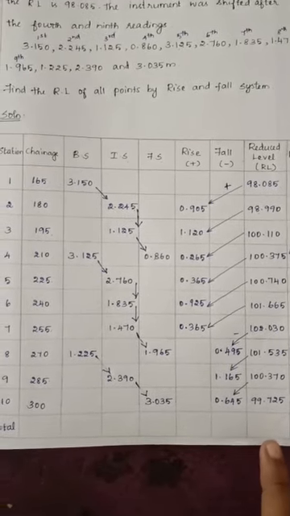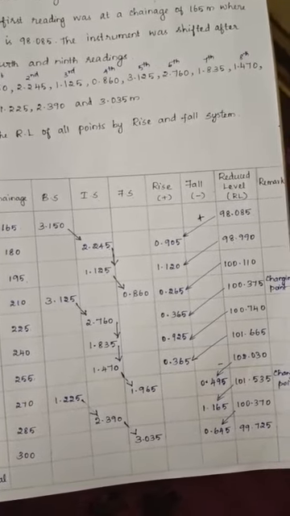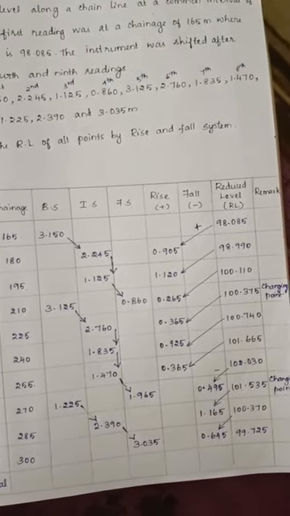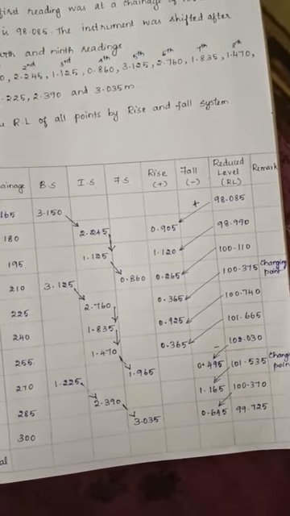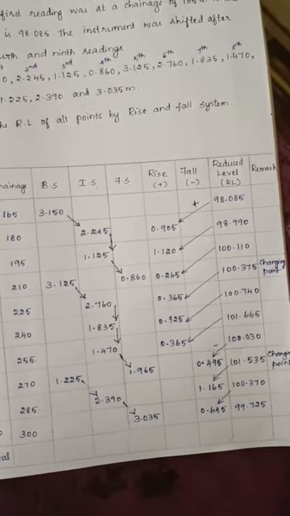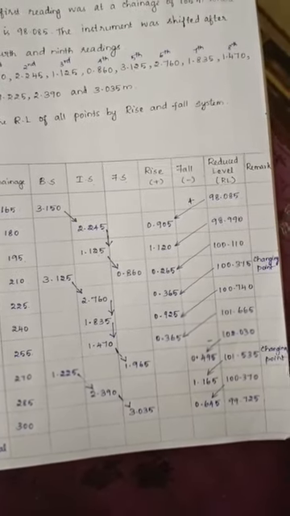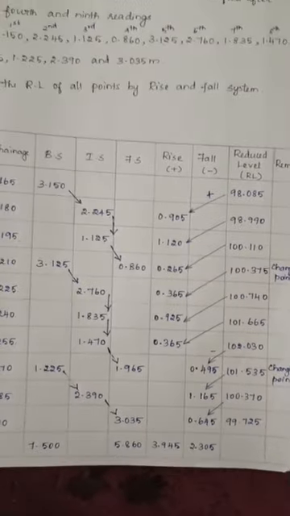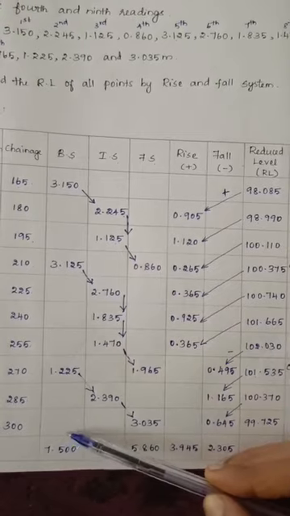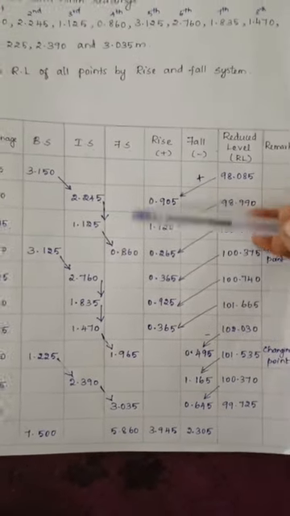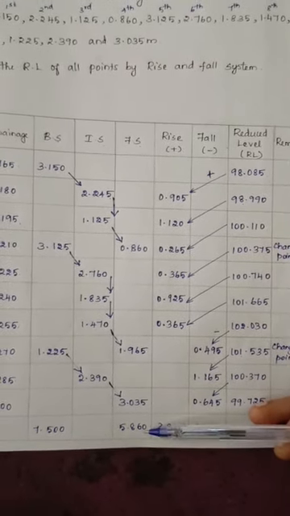We have one arithmetic check to check whether the procedure is right or wrong. The formula for arithmetic check is summation of backside minus summation of foresight equal to summation of rise minus summation of fall equal to last RL minus first RL. Therefore, we have to calculate the sum of backside value, foresight value, rise value, fall value. Summation of backside value means sum of all the backside value, we get 7.500. Then summation of foresight value 0.860 plus 1.965 plus 3.035 equal to 5.860.